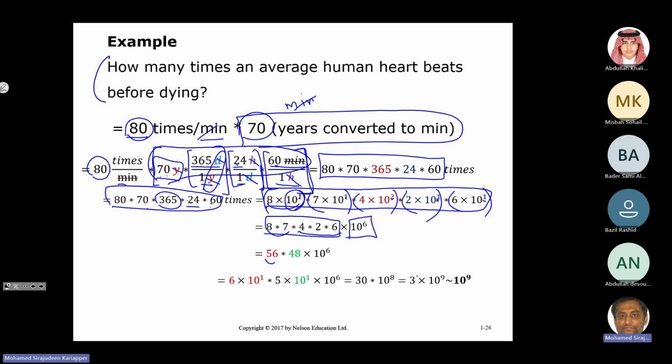Take all three together. 4 into 2 is 8. 8 into 6 is 48. Even if you don't remember exactly 56, you can round it to 6. So 8 into 7 is 60. Okay, round it. 48 will be 5 into 10 to the power 1, times 10 to the power 6. Now comes 6 into 5, that is 30, and the power is 10 to the power 8. And that's it.